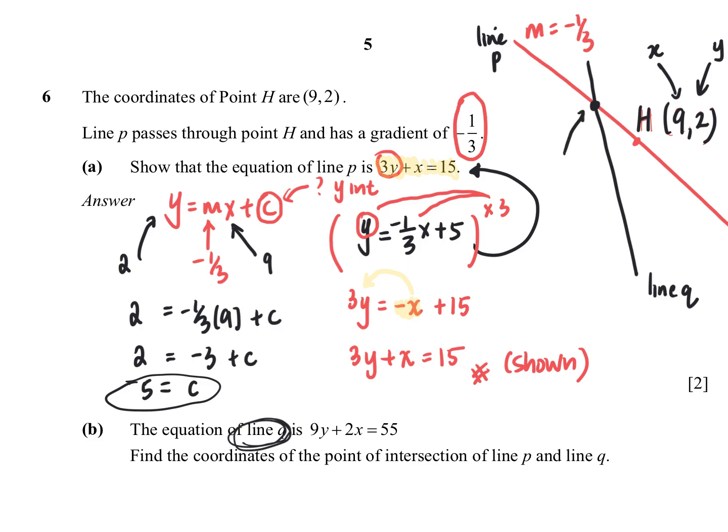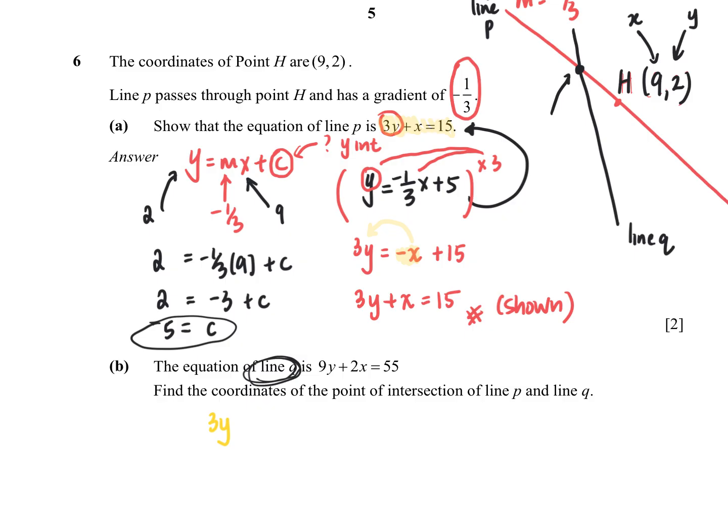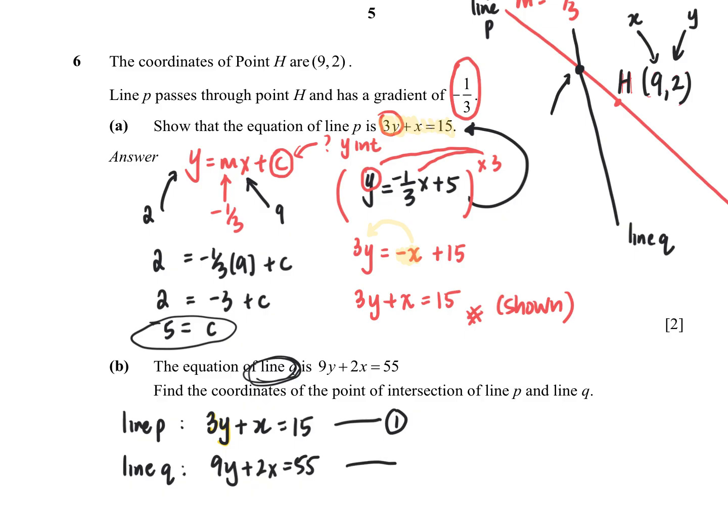Okay, so to find the point of intersection, you have to solve two equations. So we can let this first equation, just now the one that we have proven, be equation 1. So this is for line P. Then line Q is this one. So in Sec 2, you learn how to solve simultaneous equations. This is an application of it.